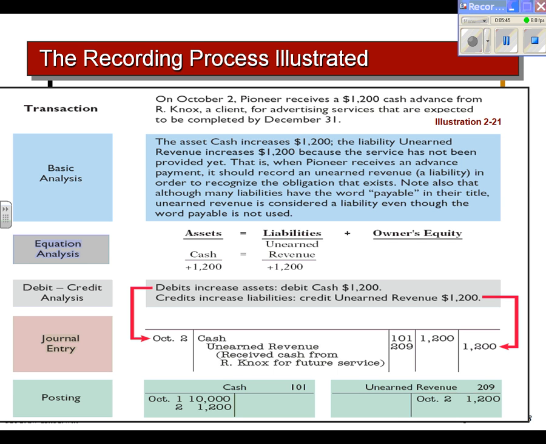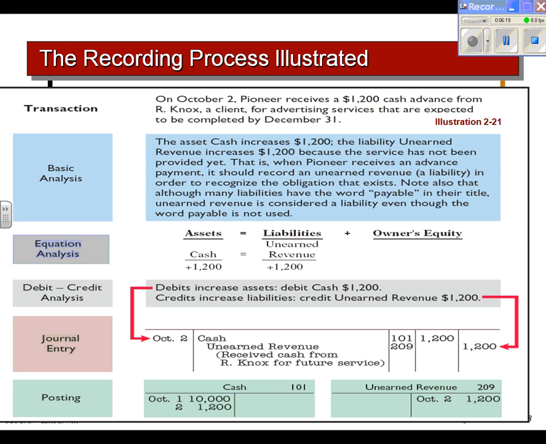Right, so on October 2nd, Pioneer receives a $1,200 cash advance from a client for advertising services. We haven't performed the services yet, so we cannot record revenue. If I did not perform services, or if I did not incur an expense, I cannot record it on my income statement as of yet. So in this instance, as of October 2nd, I'm receiving cash, so I'll record cash, right?